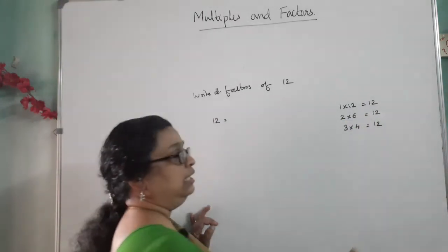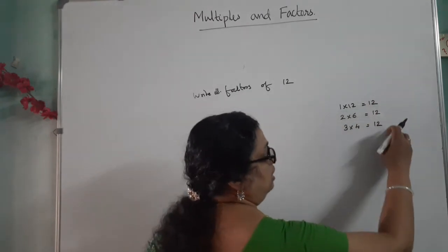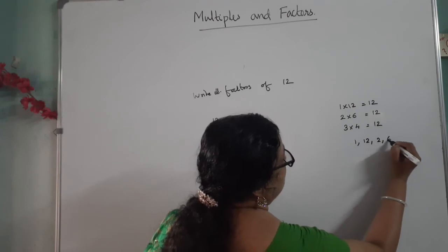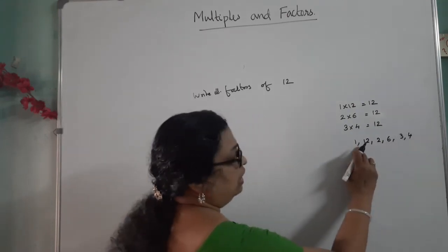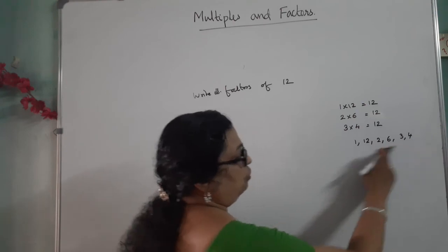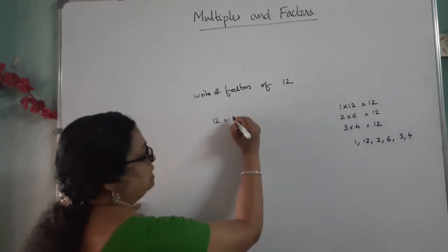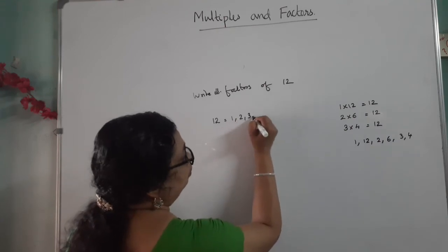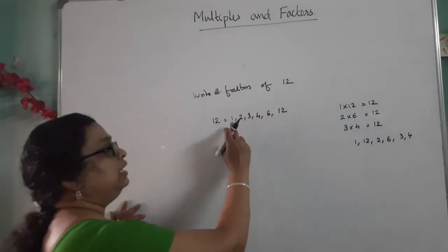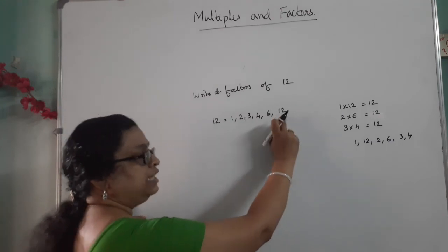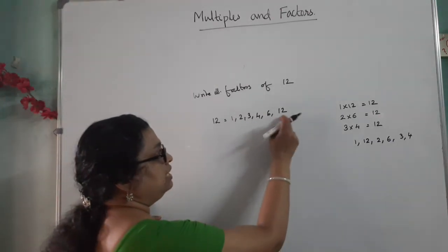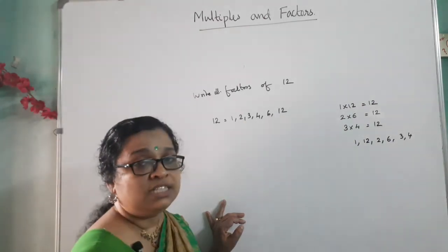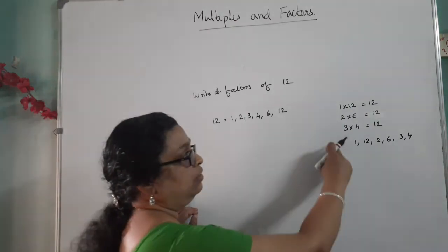So when the numbers repeat, at that time we can stop. These are the factors. That is, the factors are 1, 12, 2, 6, 3, 4. That is 1 into 12, 2 into 6, 3 into 4. We can arrange these in ascending order: 1, 2, 3, 4, 6, 12. That is, the smallest factor is 1 and the greatest factor is 12. All the other factors come between 1 and 12. Another method is there. If you know the divisibility tests, then you can easily find the factors.